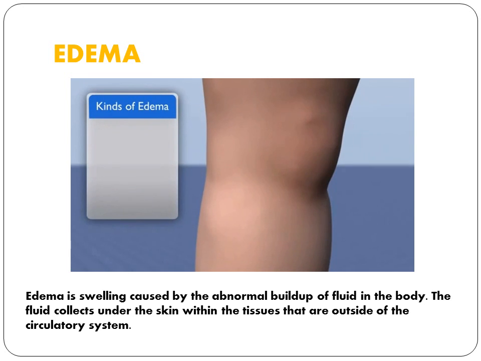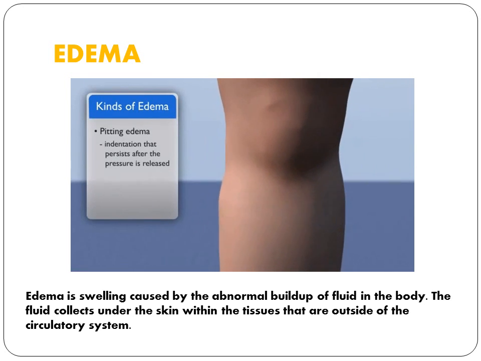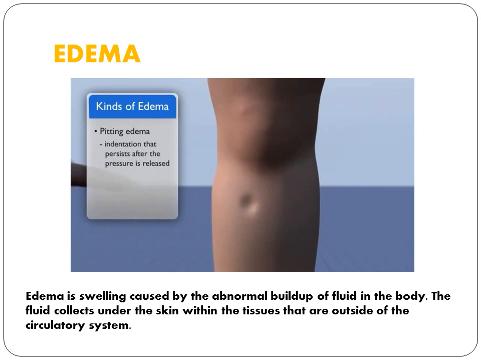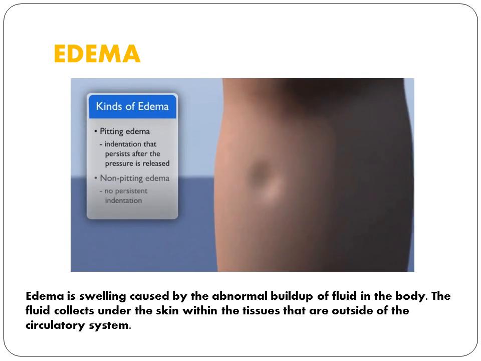There are two kinds of edema. In the type called pitting edema, applying pressure to the swollen area causes an indentation that persists after the pressure is released. In non-pitting edema, there is no persistent indentation after pressure is applied.